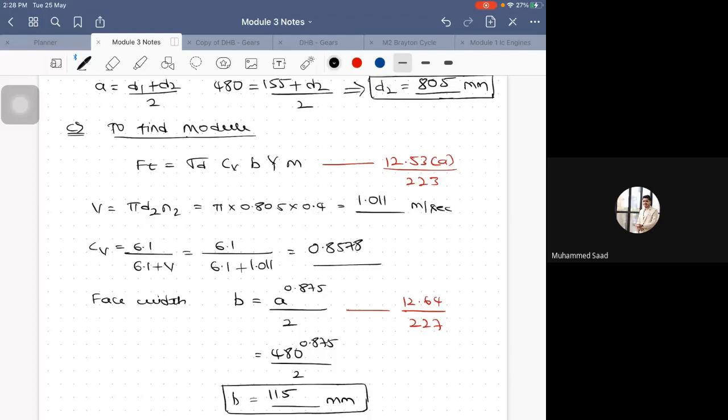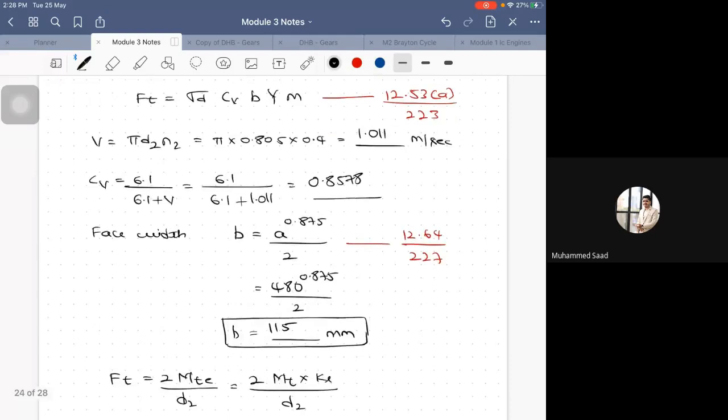Okay. Is the value right? If it is right, then we'll move on with the calculation of FT.